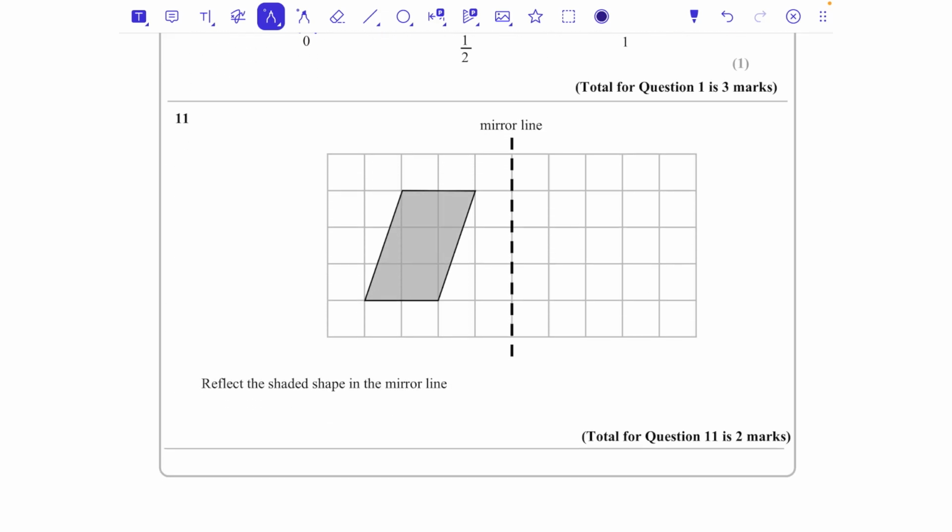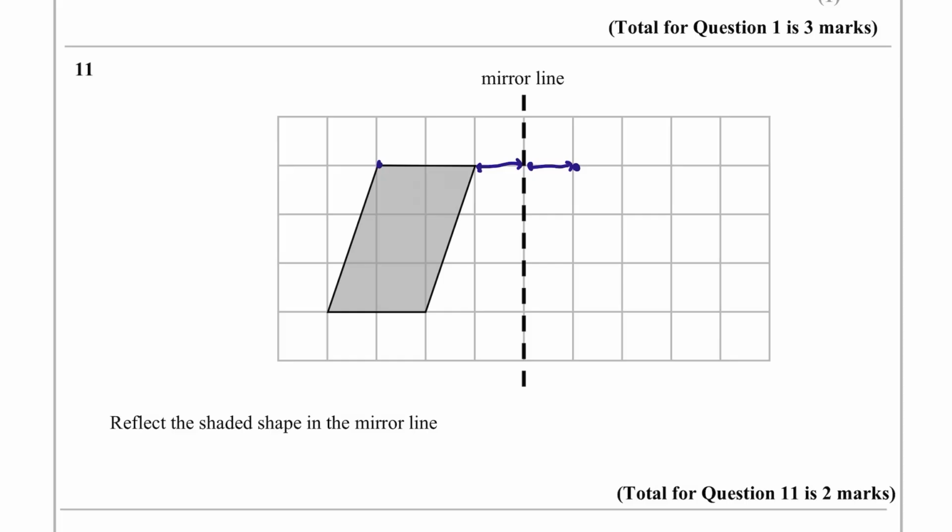Okay, question number 11. Reflect the shaded shape in the mirror line. When we reflect, we need to look how far away from the mirror line we are and make sure we go the same distance on the other side. So that vertice there is 1 square away. So we need to make sure we go 1 square away on the other side, and that's going to go there.